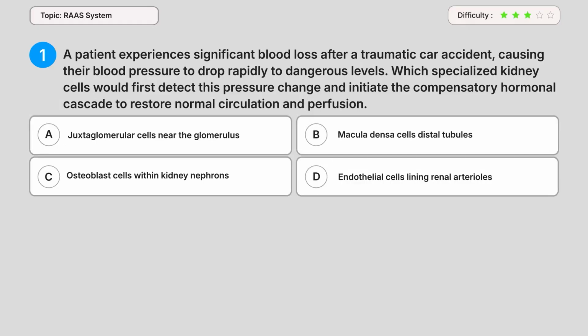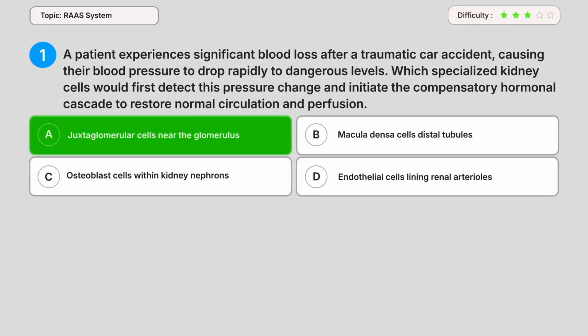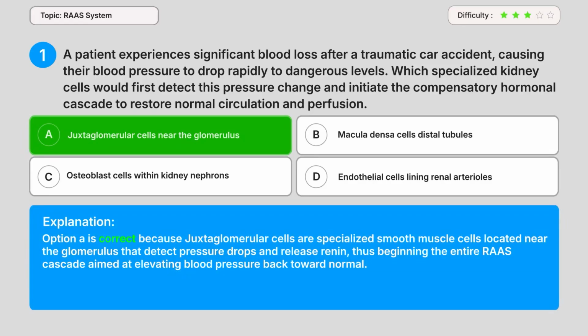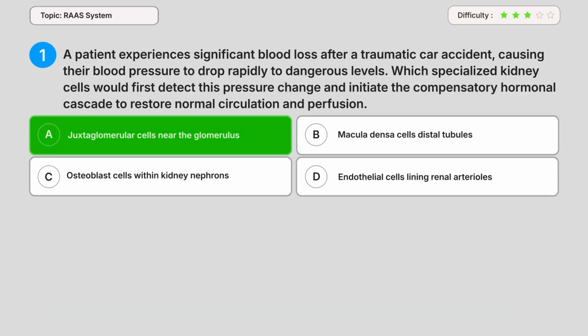Correct answer. A. Juxtaglomerular cells near the glomerulus. Juxtaglomerular cells are specialized smooth muscle cells located near the glomerulus that detect pressure drops and release renin, thus beginning the entire RAS cascade aimed at elevating blood pressure back toward normal.